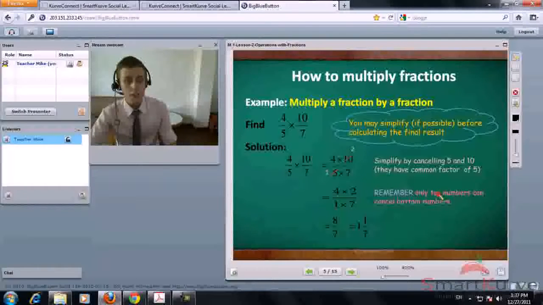Remember, only top numbers can cancel bottom numbers. You cannot cancel top numbers together. This 4 and this 10 cannot be canceled. Only top to bottom. Now we have 4 times 2 over 1 times 7. That gives us 8/7 equals 1 1/7.